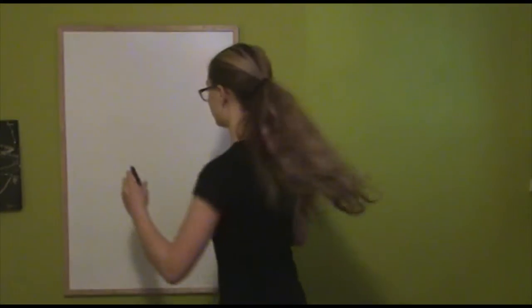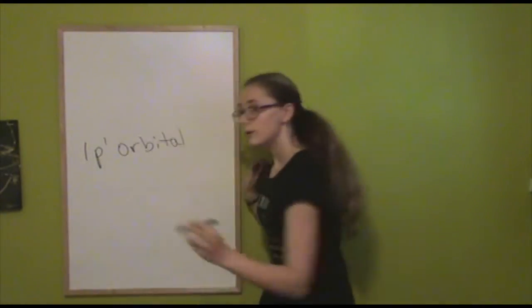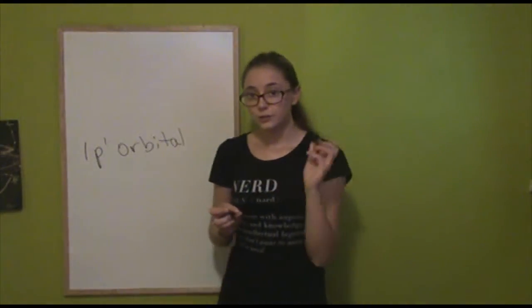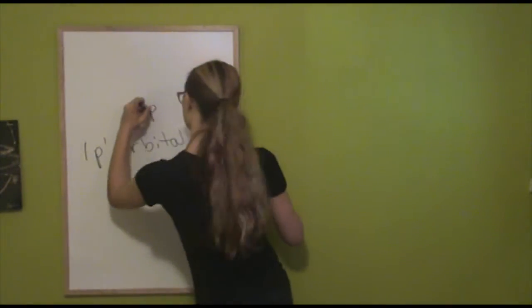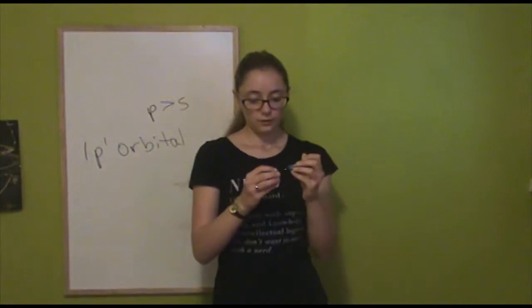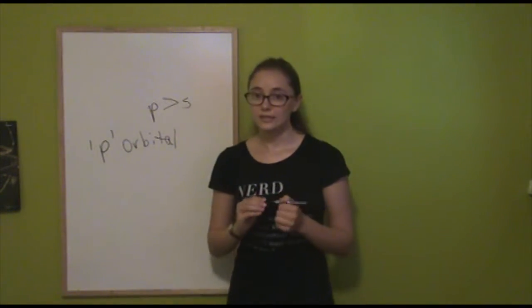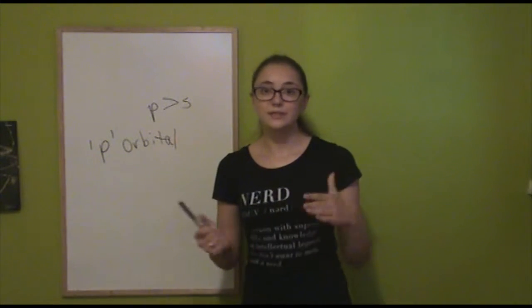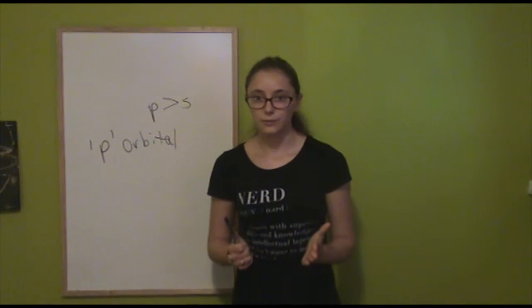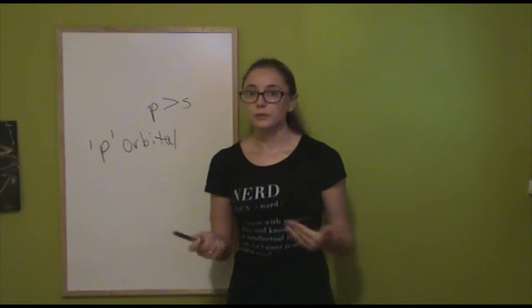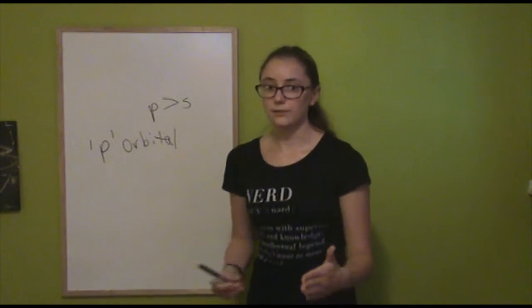The next orbital we're going to discuss is called the p orbital. The p orbital requires more energy to exist in than the s orbital. Actually, it requires so much energy to exist in a p orbital that p orbitals can't exist on the first energy level of an atom. So the first p orbitals aren't encountered until you reach the second energy level of an atom.